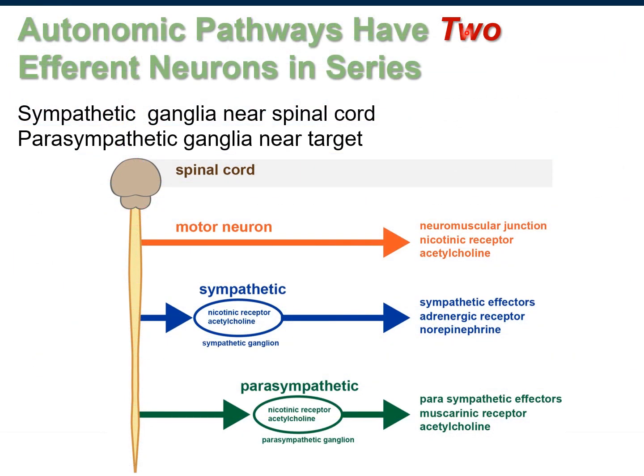So at least 2 neurons in series. I know that sympathetic's a little more complicated than that, but we're going to just treat it as 2. And I like this figure. It's showing a neuron as an arrow. So we have a single motor neuron going out to the effector tissue. We have a preganglionic neuron in the sympathetic, postganglionic neuron, preganglionic neuron, postganglionic.